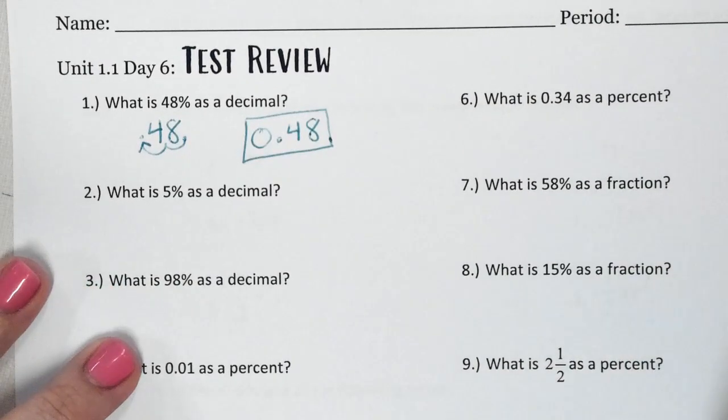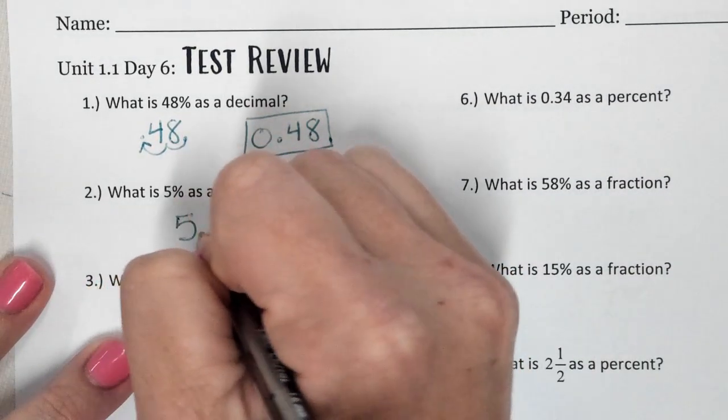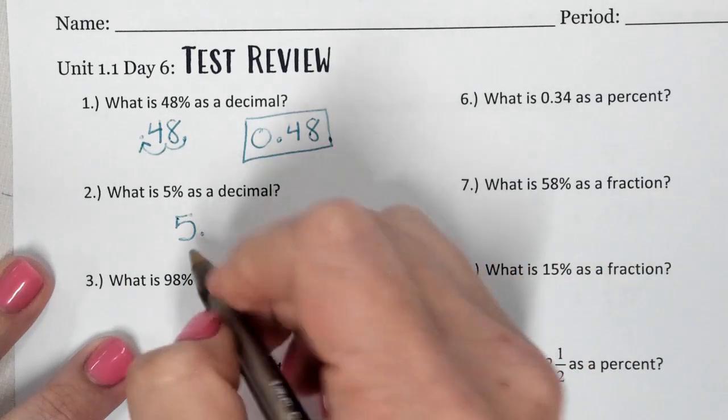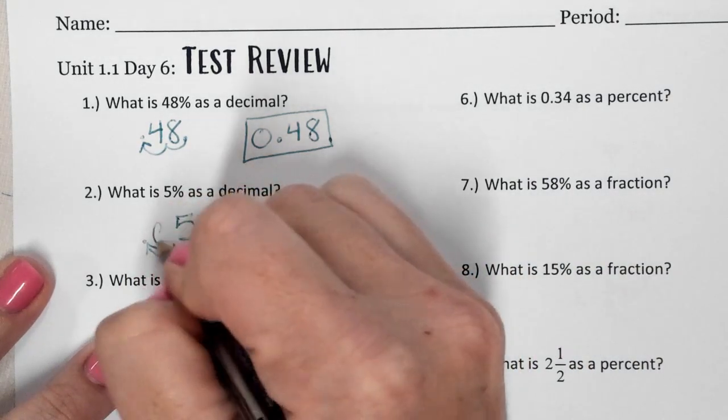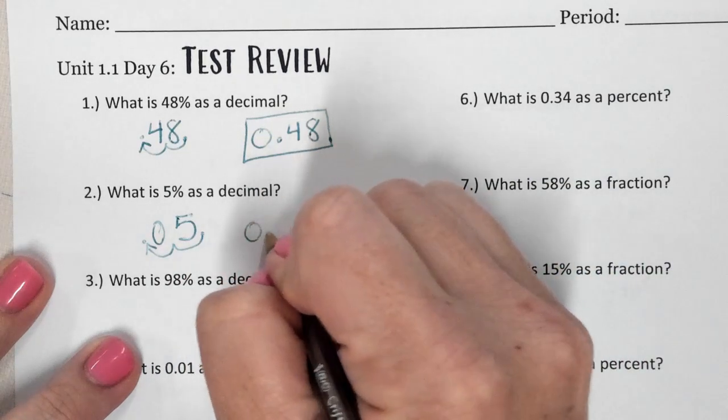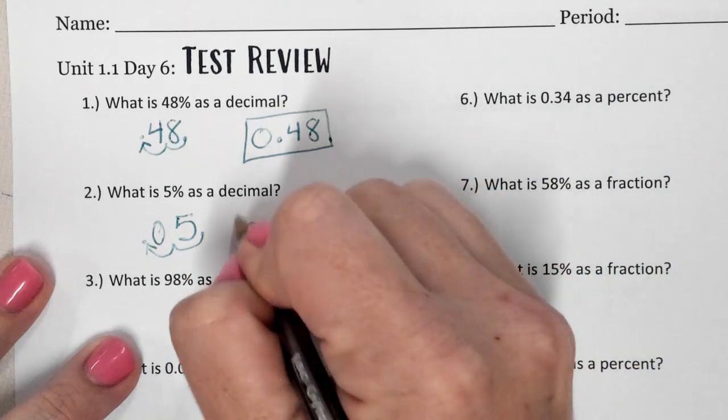Okay, what is 5% as a decimal? So again, the decimal is after the 5 if there is no decimal, and again left twice. And empty spaces get a 0, so this becomes 0.05.